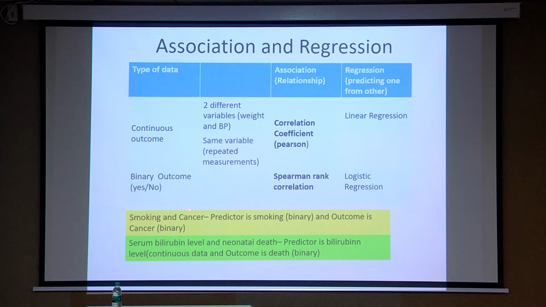Say, for example, smoking and cancer. Smoking can be yes or no, and cancer can be present or absent. So both are binary data. The outcome is binary, so we choose Spearman rank correlation and logistic regression. In the second example, we use the serum bilirubin level, which is continuous data, whereas the outcome is neonatal death, which is binary data. Since the outcome is binary, we go for Spearman rank correlation and logistic regression. If you want to find out association, then Spearman rank correlation. If you want to predict one variable from another, then we go for logistic regression.